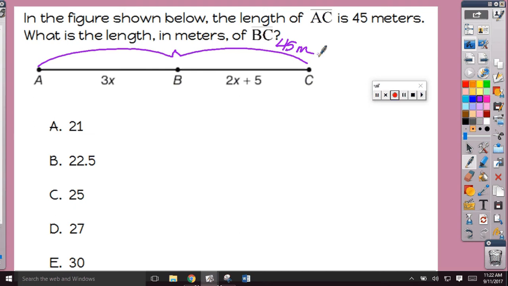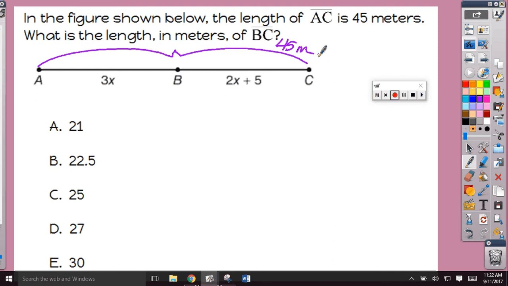So ultimately, are we finding the length of X? Is X only the measurement of BC? No, what's the measurement of BC? 2x plus 5. Okay, so what do you think that we should do?